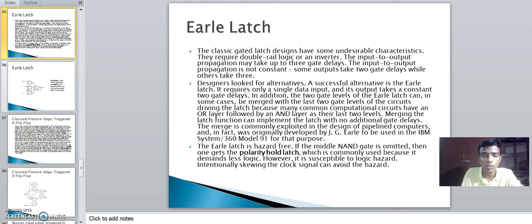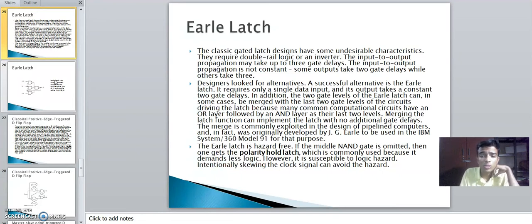Next, we'll discuss the Earl latch. The classic gated latch designs have some undesirable characteristics. They require double rail logic or an inverter. The input to output propagation may take up to 3 gate delays. The input to output propagation is not constant. Some outputs take 2 gate delays while others take 3.